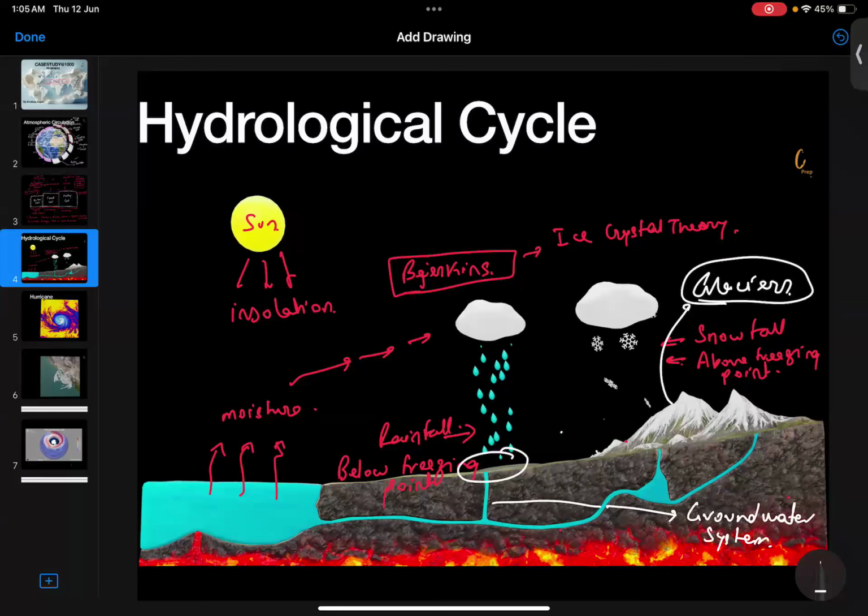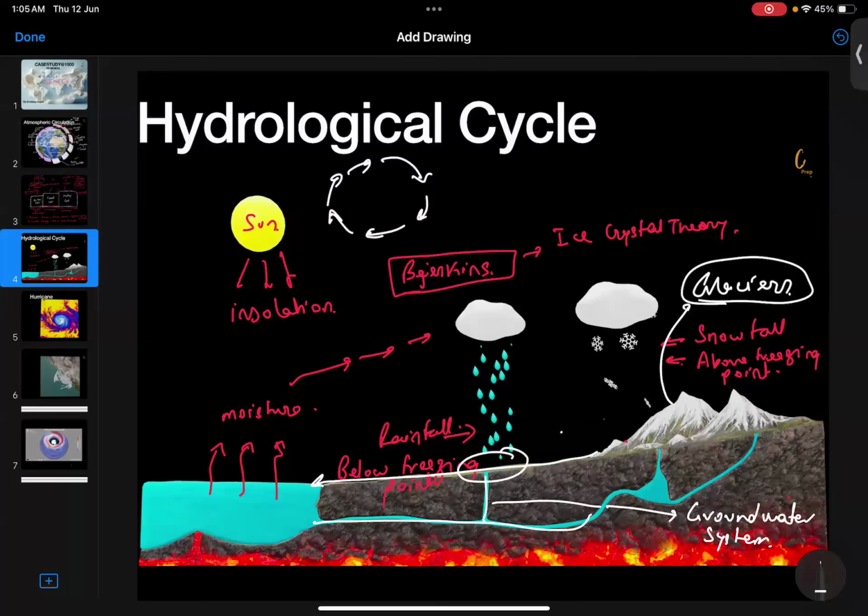So here the water is moving towards the sea again, and the groundwater is also connected to the sea. Because of this, we see that there is a cycle going on from land to sea to atmosphere and again to land. Okay, so this is the hydrological cycle which we are seeing in contemporary time.